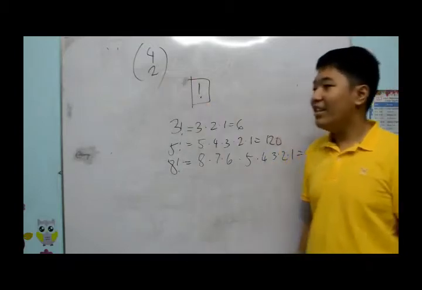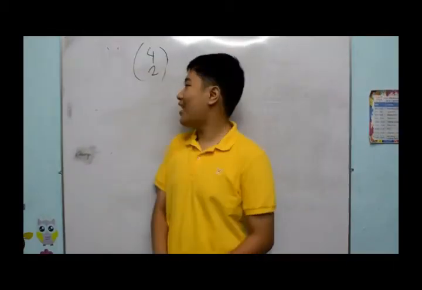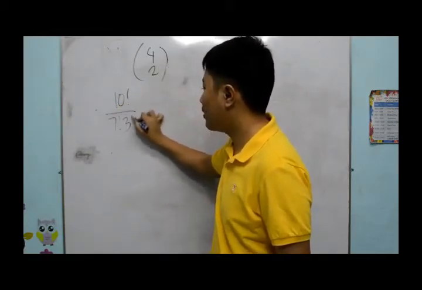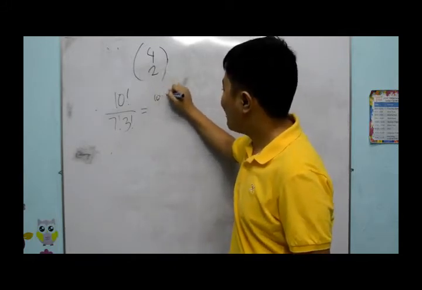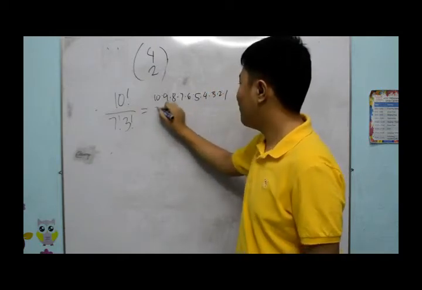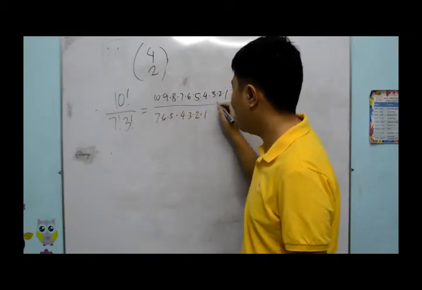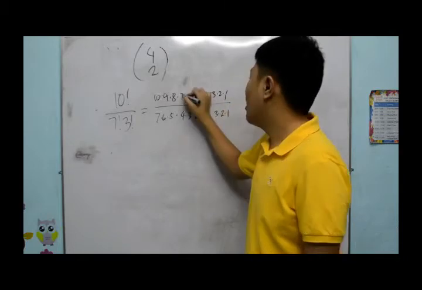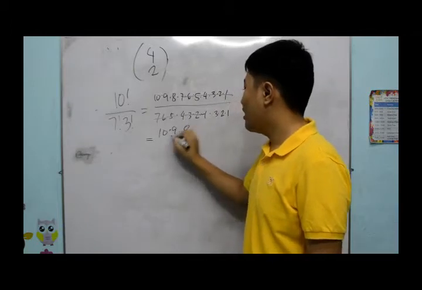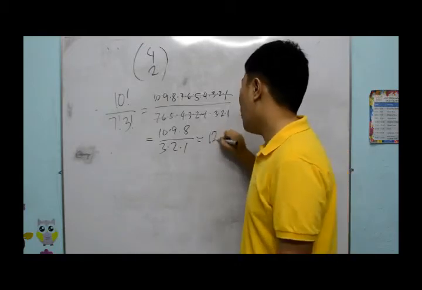Before we go on to this, let's have some more fun with factorial. Let's do one last example. 10 factorial divided by 7 factorial times 3 factorial is equal to 10 times 9 times 8 times 7 times 6 times 5 times 4 times 3 times 2 times 1 divided by 7 times 6 times 5 times 4 times 3 times 2 times 1 times 3 times 2 times 1. All of these cancel out. So we get 10 times 9 times 8 divided by 3 times 2 times 1. If you evaluate this, you get 120.